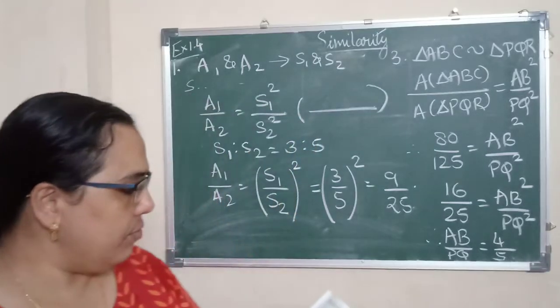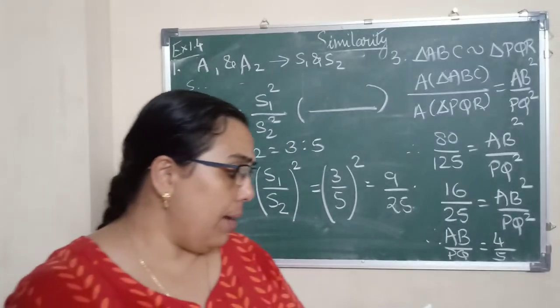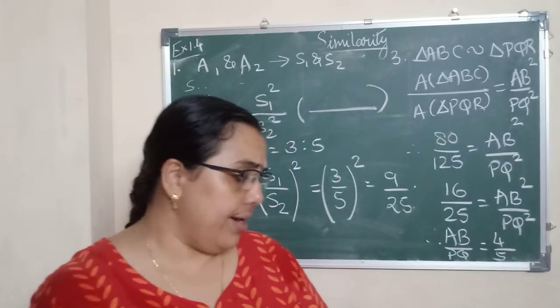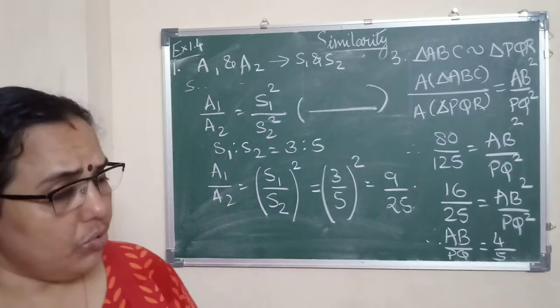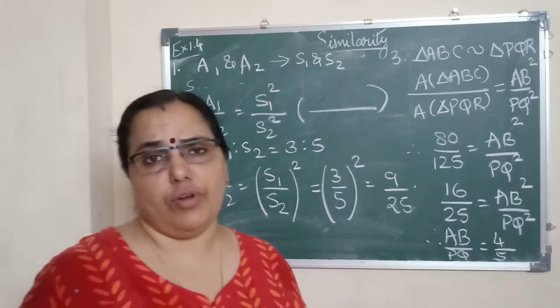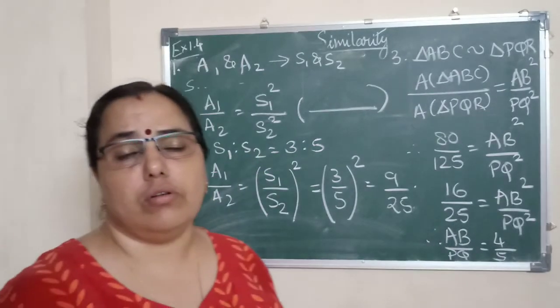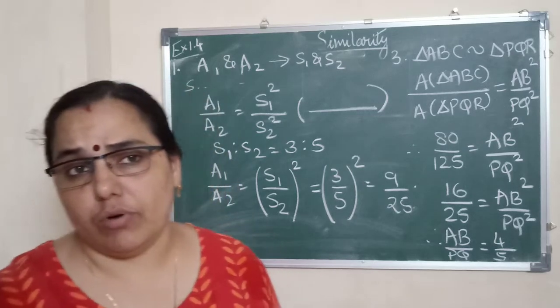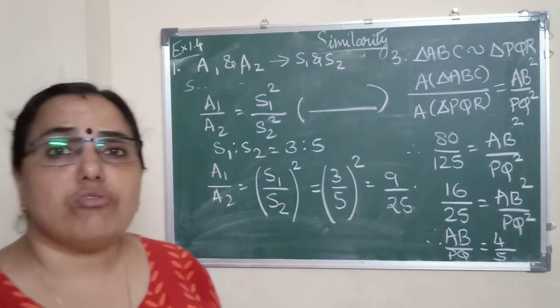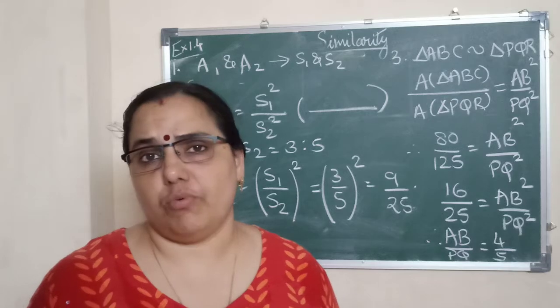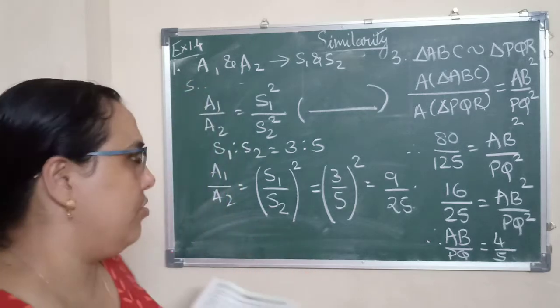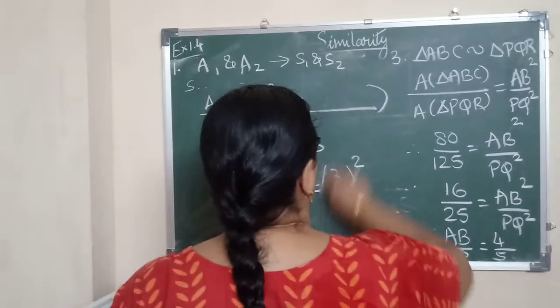See girls, we have to find MN. So you can keep MN on the numerator and take the PQR down. Do it either way, you will get the answer for MN because the triangles are similar. Areas of triangles are equal, ratio of areas of triangles will be equal to ratio of the squares of their corresponding sides. Very good. So let us start.